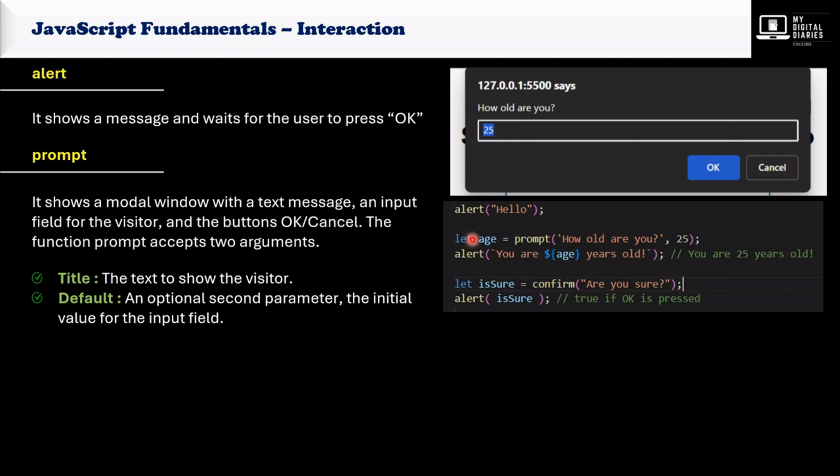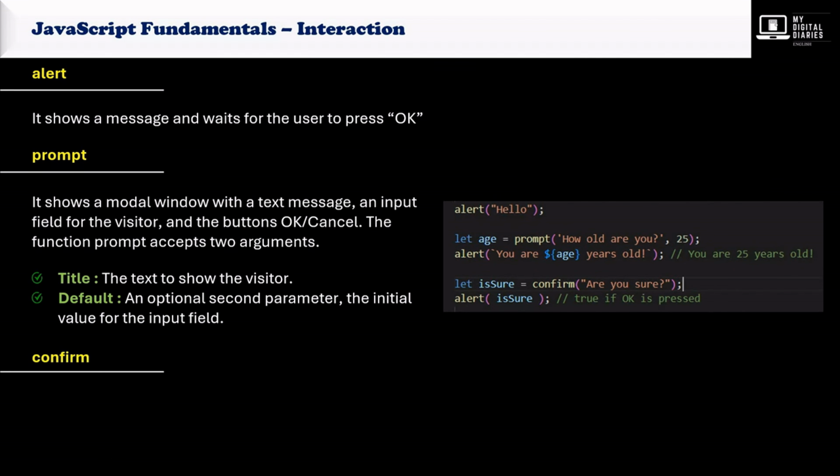If you see this example, alert, age, prompt, "How old are you?", 25. It will give you a prompt, and the question will be in the title field: how old are you? In the input field, you will have a pre-filled value 25. You can change that. Then two options come, OK and Cancel. If you say OK, the next line will alert you are age years old. So it will give you you are 25 years old. This is how you will use the prompt.